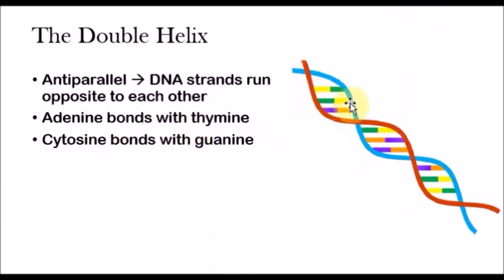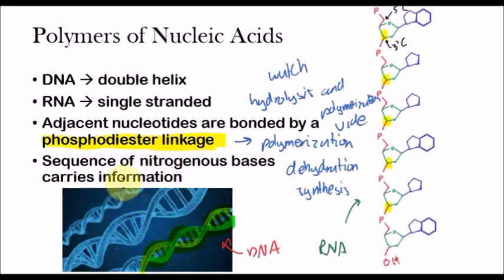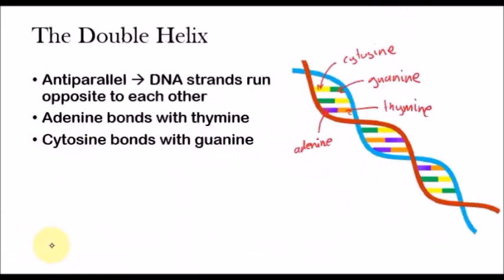What determines the information of what protein is going to be made is the sequence of the nitrogenous bases. So let's just say, in this example, any yellow box is cytosine, any green box is guanine, any purple box is adenine, and any orange box is thymine. Depending on the sequence of these nitrogenous bases within a DNA molecule, that sequence determines the information it carries. Now, let's go back to this double helix, because there's a few more things that I want to mention.